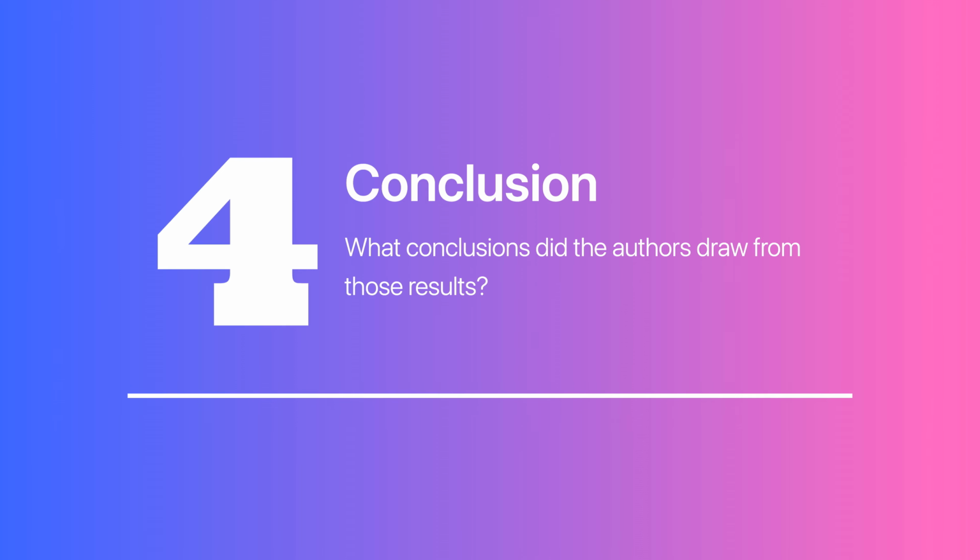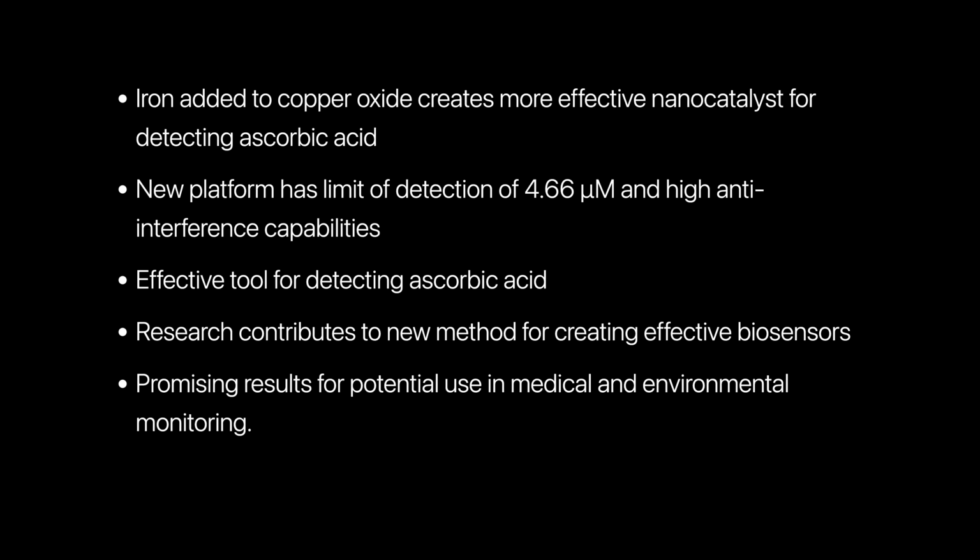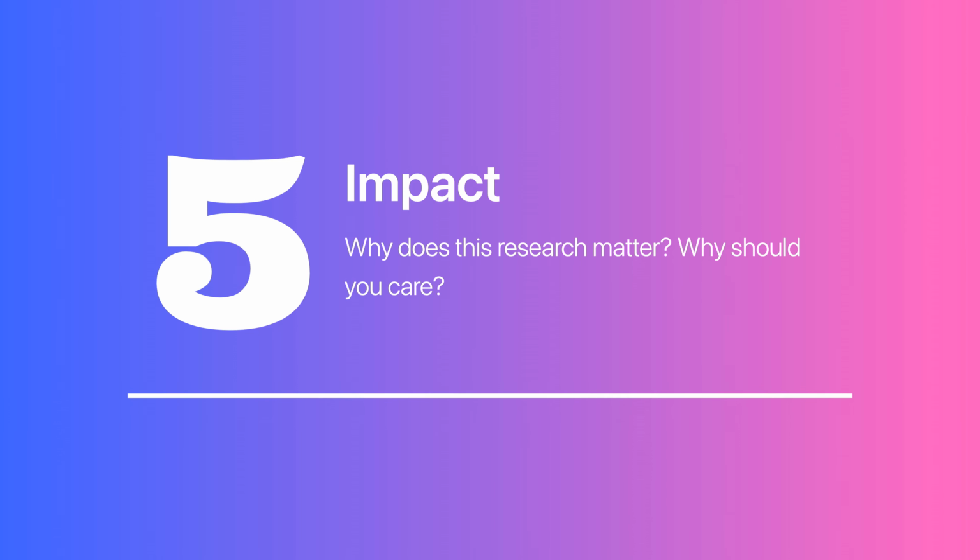4. What conclusions did the authors draw from their results? The researchers discovered that by adding iron to copper oxide, they were able to create a more effective nanocatalyst for detecting ascorbic acid. This new platform has a limit of detection of 4.66 µM and high anti-interference capabilities, making it an effective tool for detecting ascorbic acid. The research also provides a new method for creating effective biosensors.